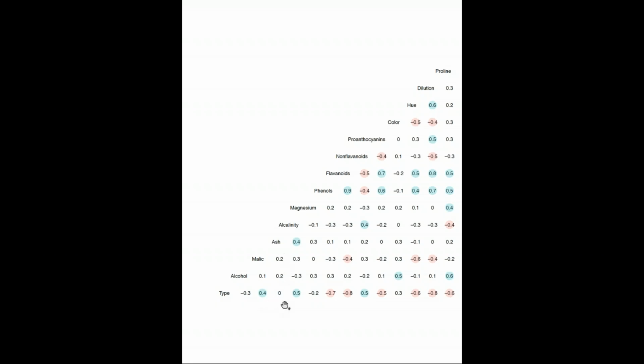Yes, sir. And next, ash. We can remove it. Even ash is not showing much of a relationship with any others, except with alkalinity. Because ash and alkalinity have a positive correlation, and alkalinity is also contributing to type. So we can keep alkalinity, but we can remove the ash.